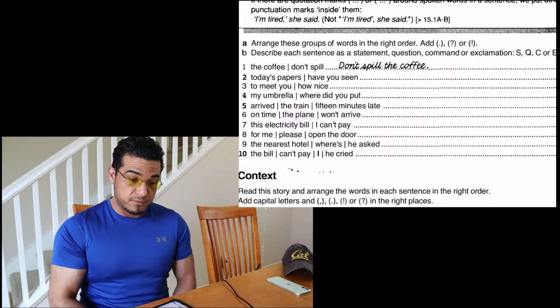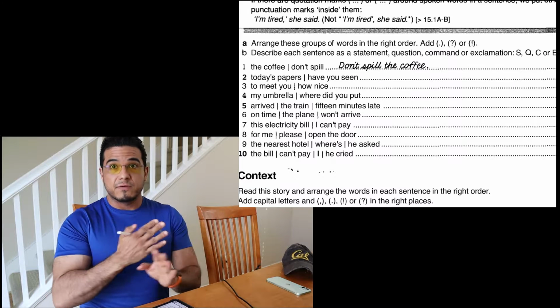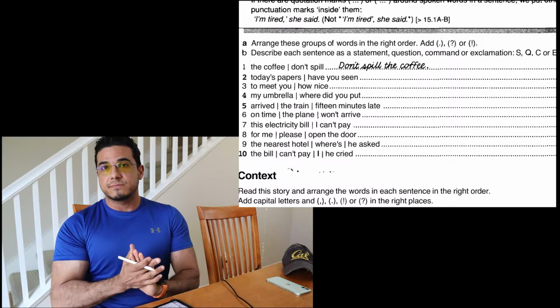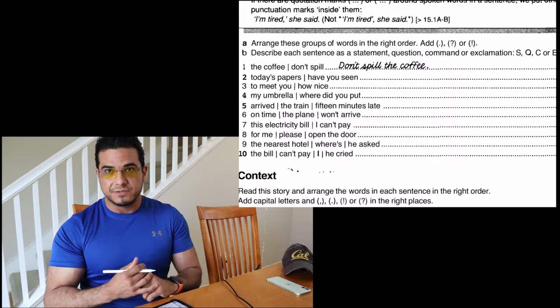In this video, what we're going to be doing is looking at several sentences which have been rearranged out of their correct order, which in English should always be your subject, your verb, and sometimes an object following that verb, usually an object following that verb.